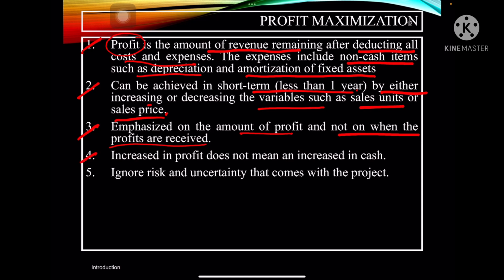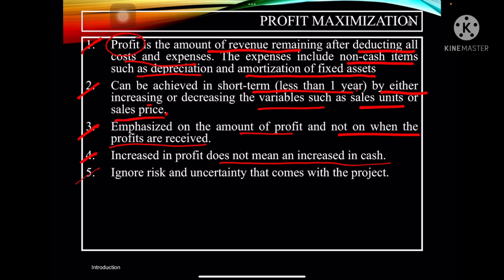Alright, number four, increase in profit does not mean increase in cash. So in financing, cash is very important. Increase in profit does not necessarily mean the company has more cash, right?